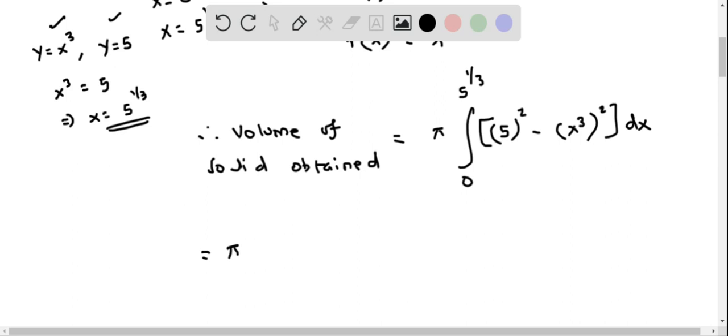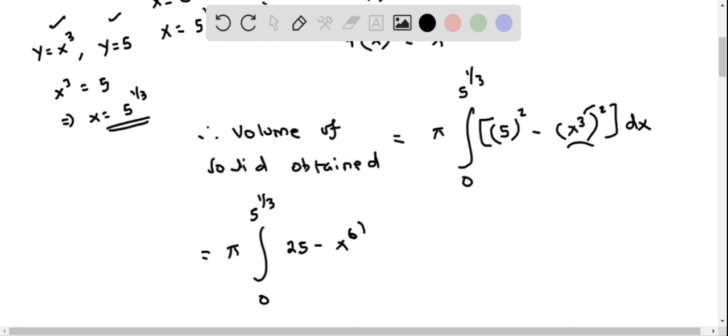We have pi in front. Let's simplify before we integrate. 0 to 5 to the power 1 by 3. 5 squared is 25, minus the square of this one, where these two exponents get multiplied. So 3 times 2 is 6.